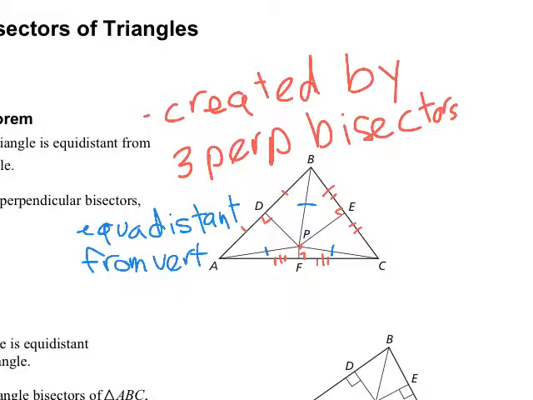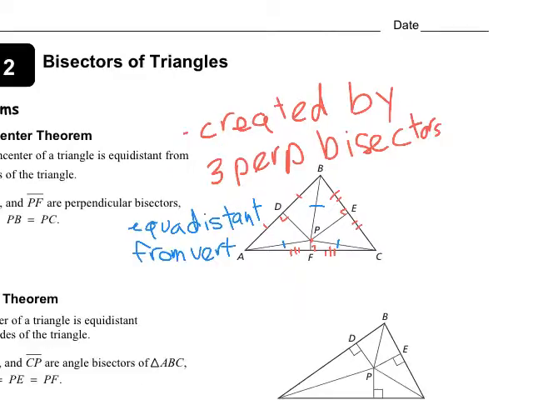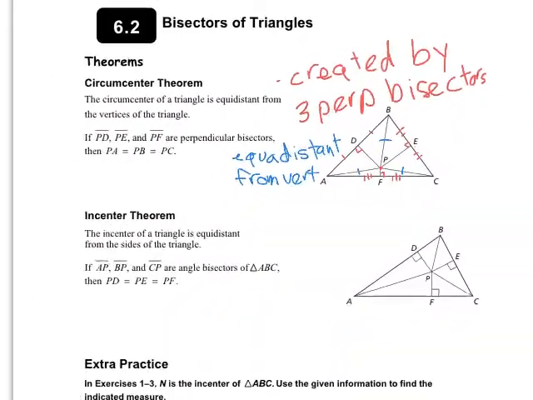So two big things. You want to know how it's created, and this one is created by three perpendicular bisectors, where the three perpendicular bisectors intersect there at P, and then you want to know that it is equidistant from each vertex. All right, so that is circumcenter.